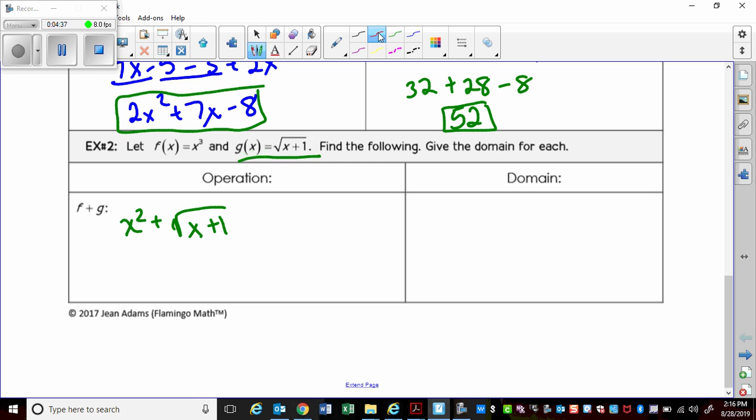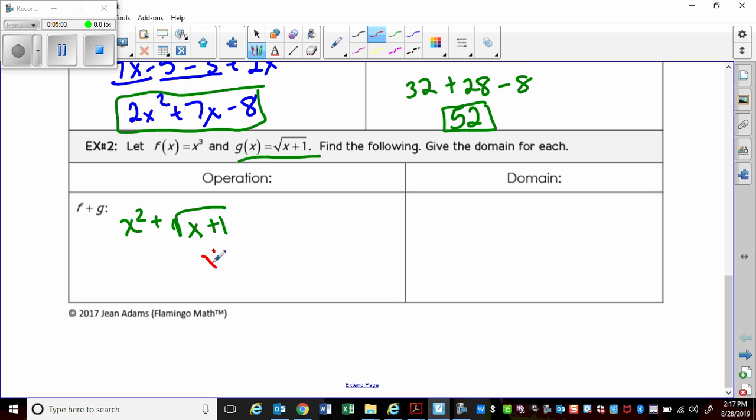The domain is going to be restricted. This part is not restricted. I can put negative numbers into the x. I can plug in 0, and 0 cubed is 0. That's fine. This part is going to be restricted. Remember, we can never have a negative underneath the square root. So I'm going to find out where this is negative. The square root of 0 is okay. The square root of 0 is 0.